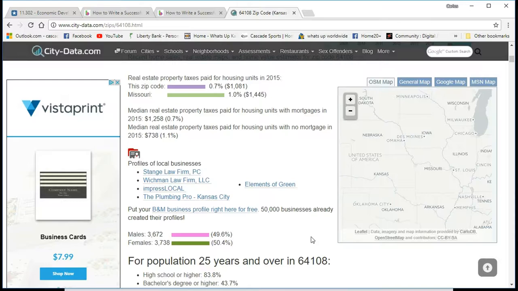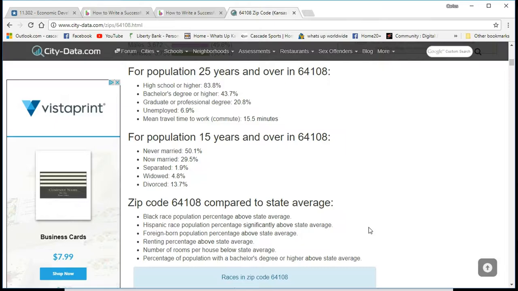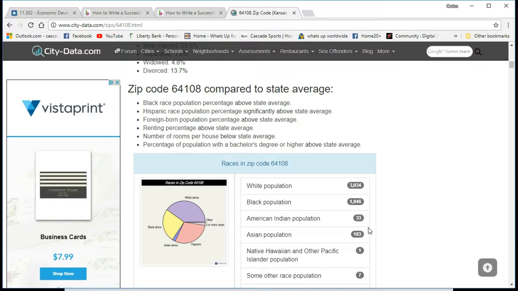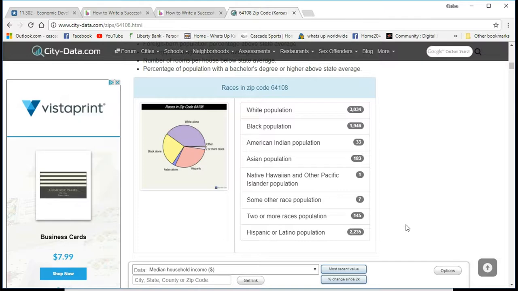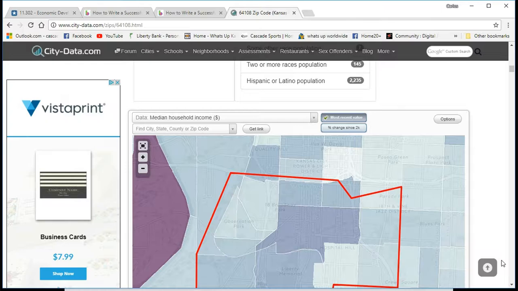Okay, so here, 64127. Now I'm gonna make this small again because we needed it big for the other one and it's not allowing you to see much up here. Well, not that small. Okay. So this website is going to tell you how many people are in the area. It's going to tell you how much money they make. It's going to tell you how many drive their cars back and forth to work. It's going to tell you how many children are in the household. It's going to tell you what percentage of them are married, what percentage are single, widowed, divorced.